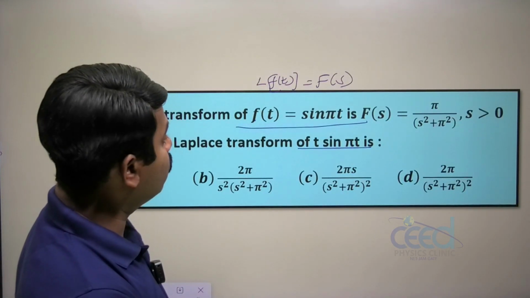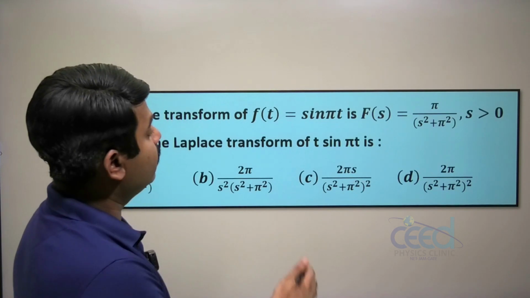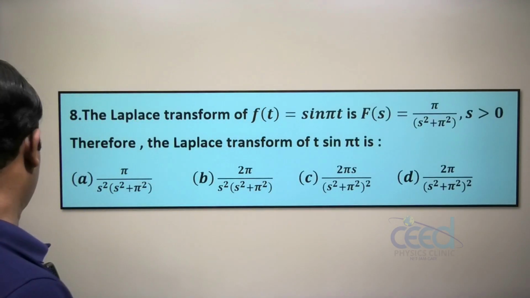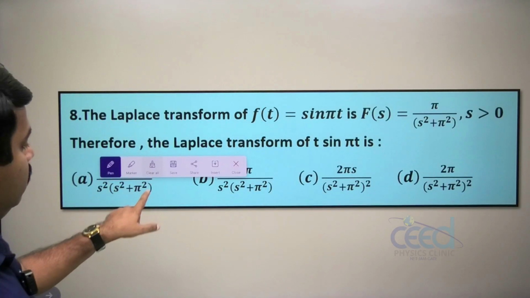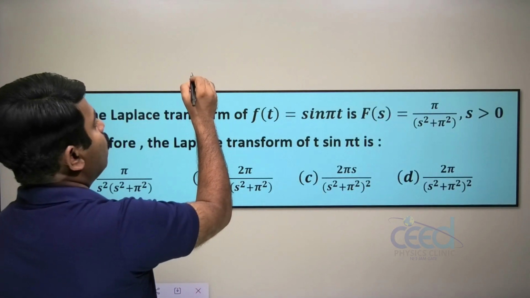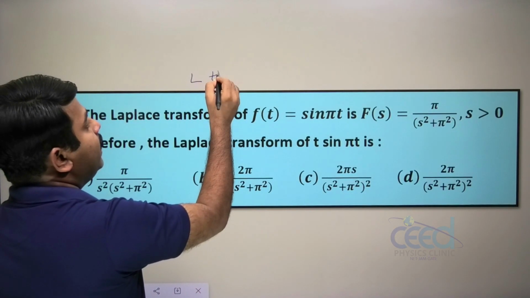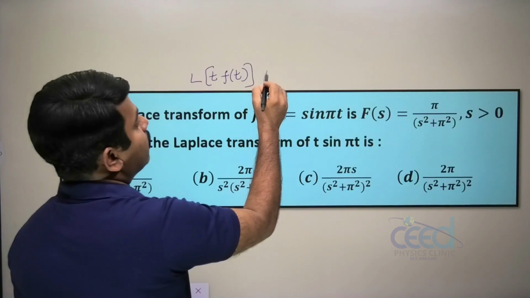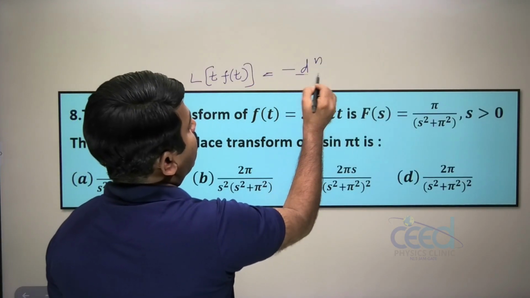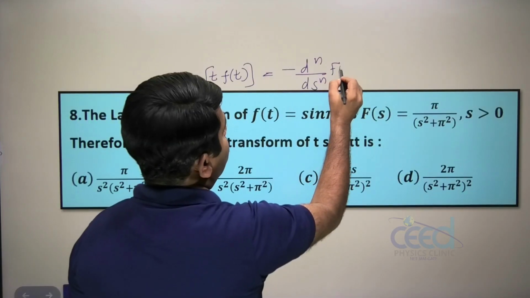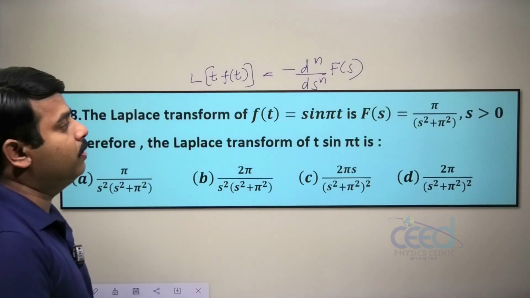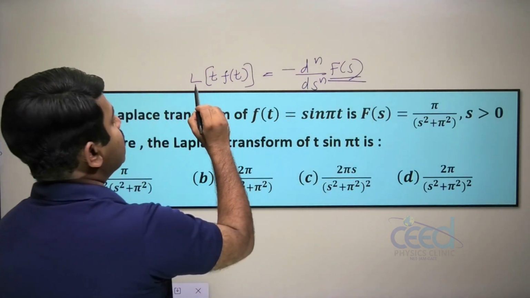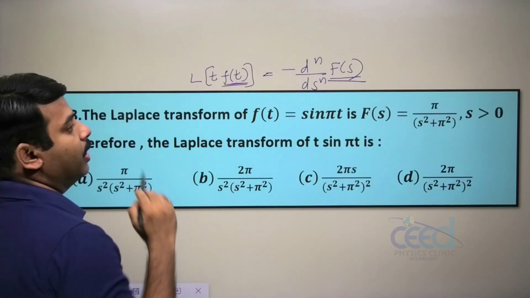So we studied one rule, right? What we studied? Laplace of t f of t, what we studied, right? Minus d raised to n divided by ds raised to n of f of s. This rule we studied, right? But what is f of s? F of s is the Laplace transform of this f of t, right?